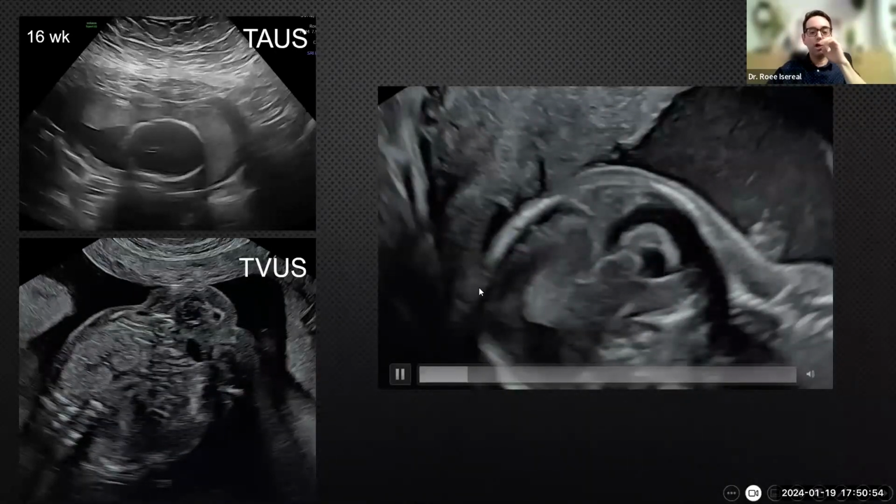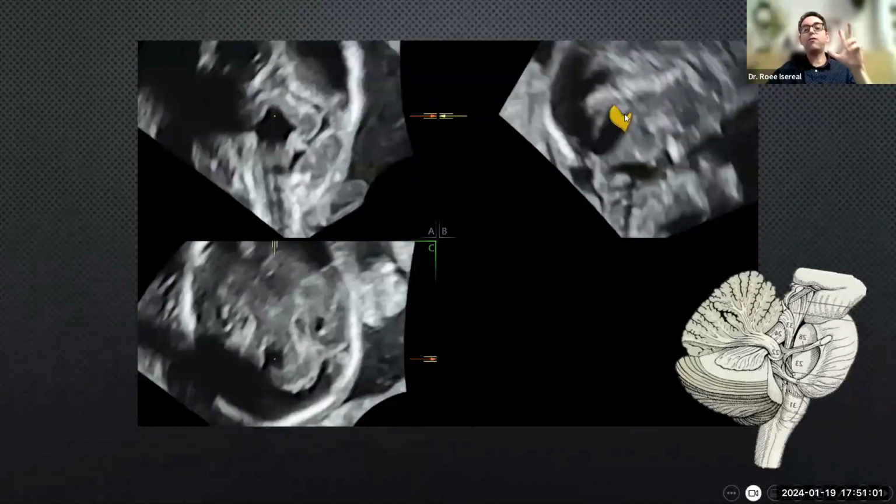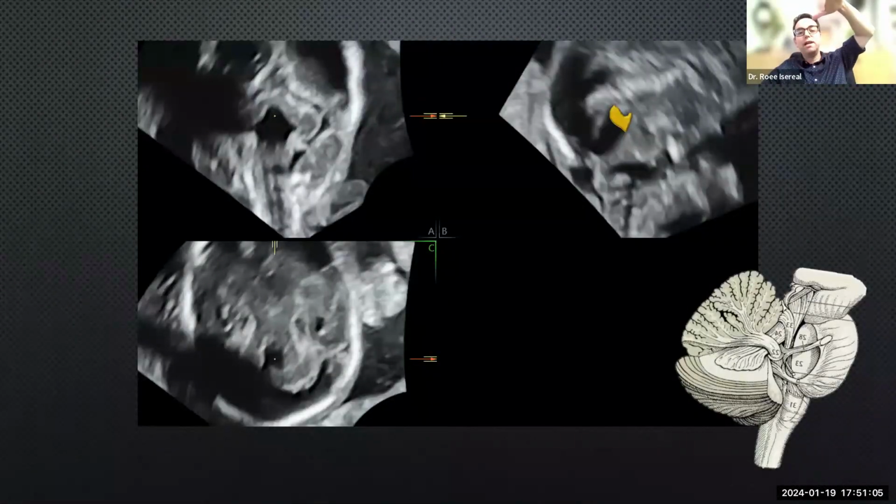So we took a 3D volume, and let's reconstruct the volume. We will start with the mid-sagittal image. You can see this very unique shape of the fourth ventricle, and you can see that the fastigium is lifted up, almost horizontally aligned and lifted up.